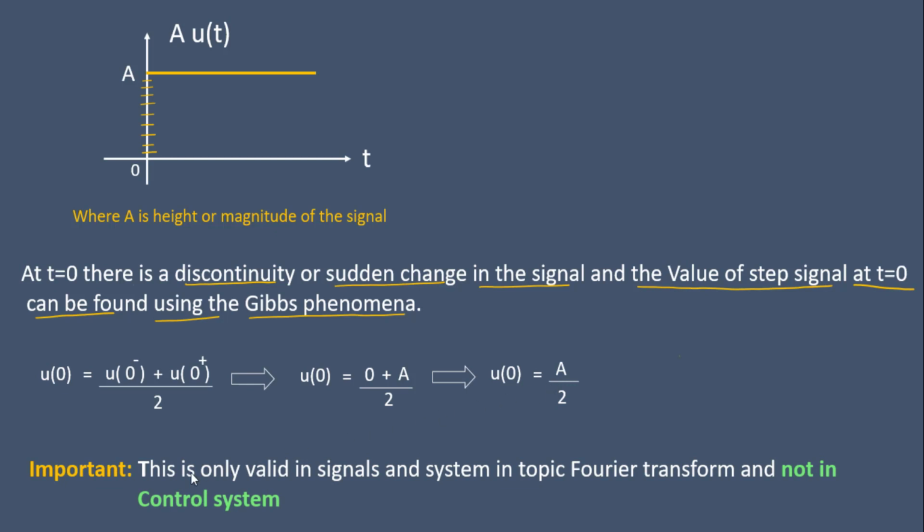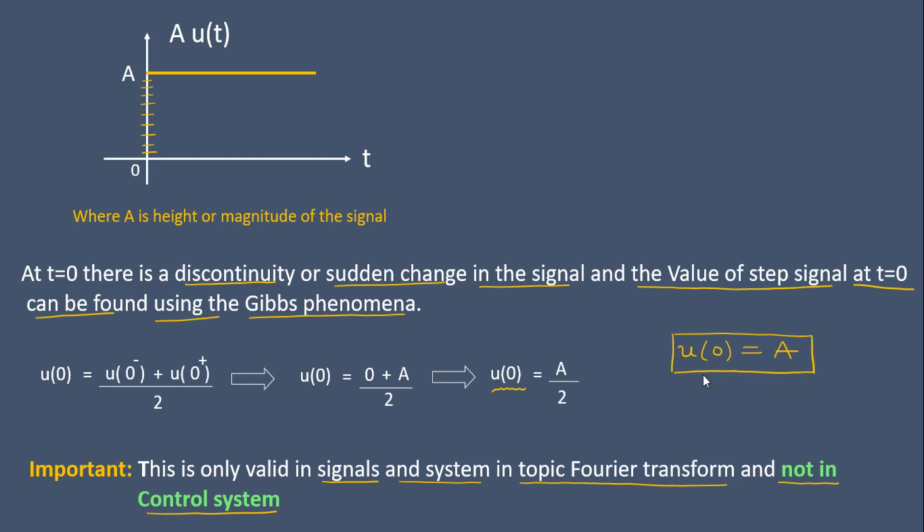This is an important concept, the Gibbs phenomenon: the value of step signal at t equals 0 is a by 2. It is valid only in signals and systems, that too in the topic Fourier transform, and we do not use this concept in control system. In control system, the value of step signal at t equals 0 is nothing but a and not a by 2. This is an important concept you should know.